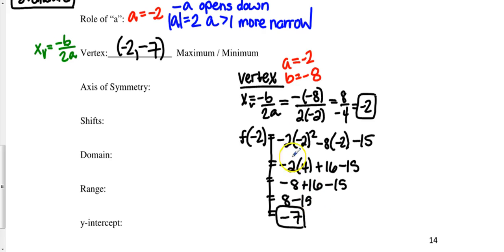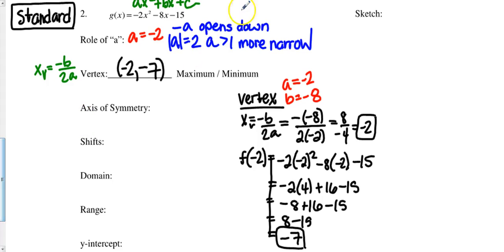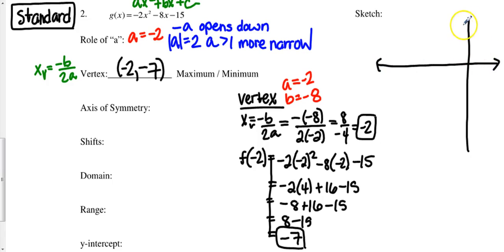To decide if this is a max or min, now would maybe be a good time for us to create our sketch. And the reason I was able to set up my axes like this right away is that I know where my vertex is. I know that I'm going to go left 2 and down 7.